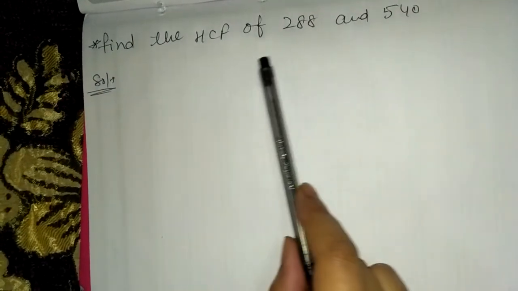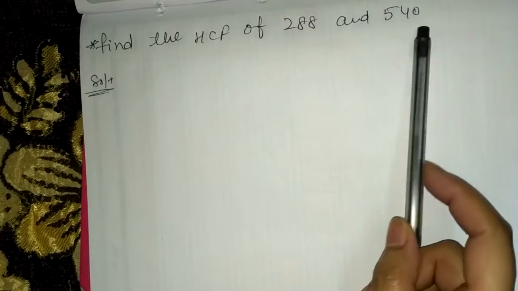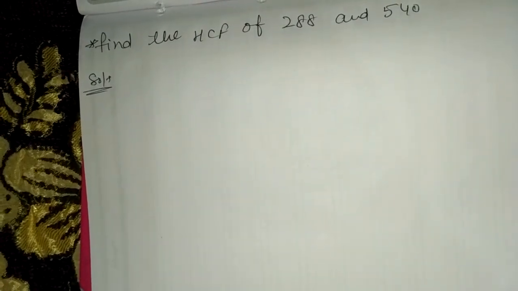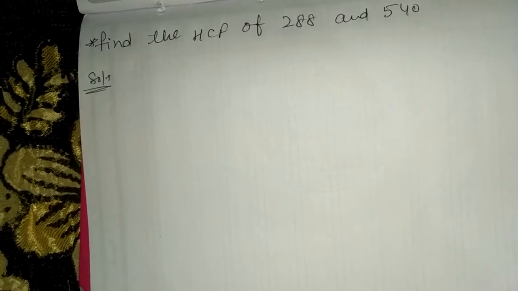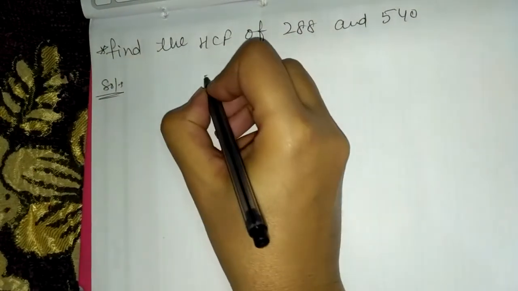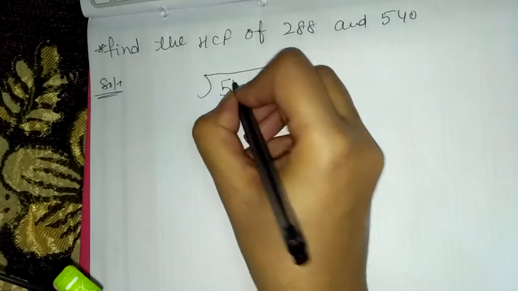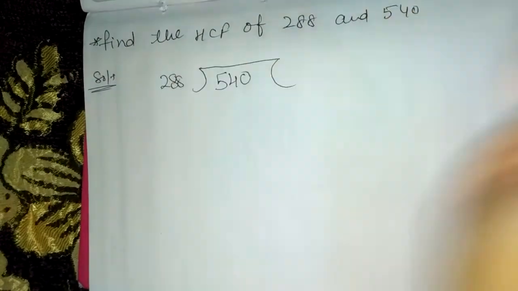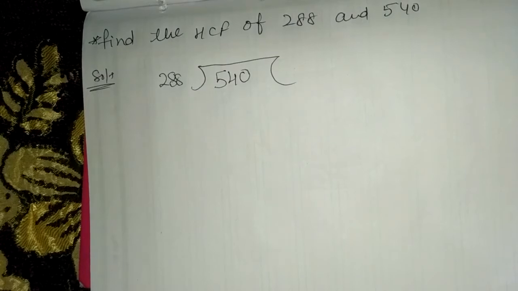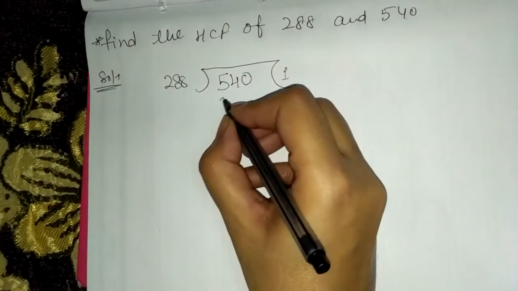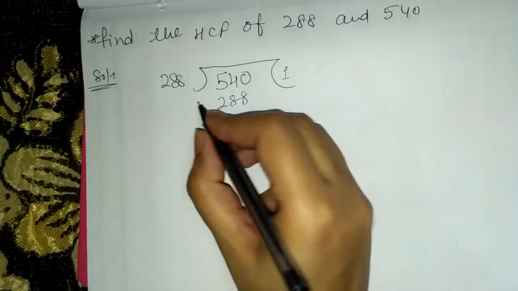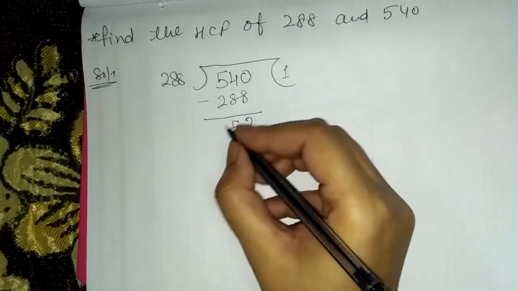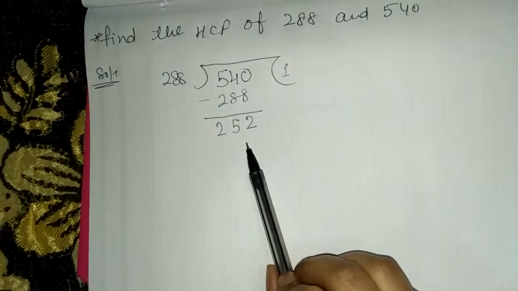So find the HCF of 288 and 540. Correct? So the first step is to divide the bigger number by the smaller number. The bigger will be the dividend and this will be your divisor. We know that 288 into 1 is 288. Now subtract. I'll be getting 252. This is my remainder.